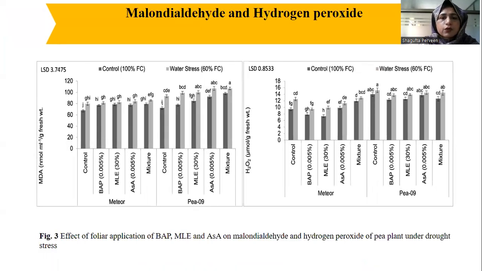Malondialdehyde and hydrogen peroxide contents significantly increased under 60% field capacity in both pea cultivars. Of various treatments, the BAP, that is 0.005% BAP, MLE 30%, and ascorbic acid 0.005%, all these three treatments significantly reduced the MDA in both cultivars, particularly in Meteor.